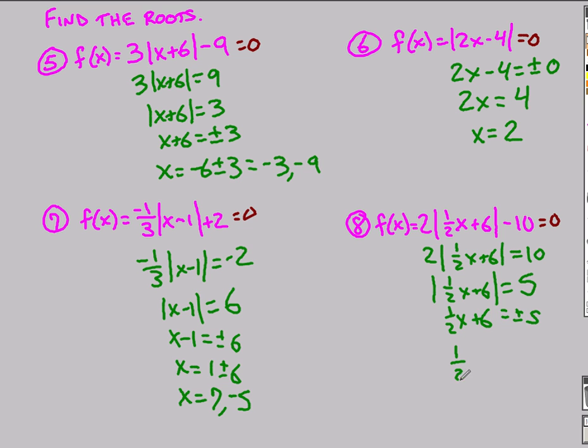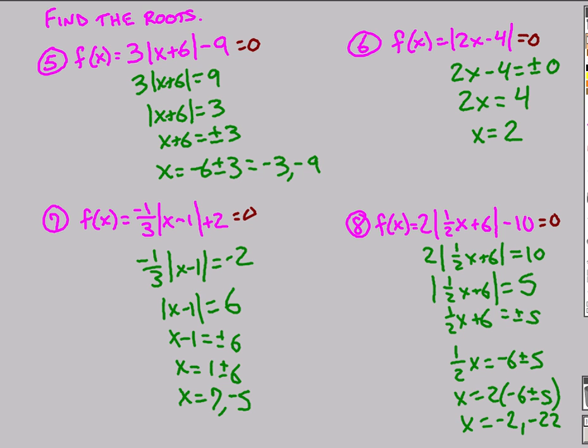So I'll subtract 6. So negative 6 plus or minus 5. And then to get rid of the 1/2, I'll need to multiply both sides by 2. So negative 6 plus or minus 5 is multiplied by 2. So that means my final answer is, if I add, I have negative 1. Negative 1 times 2 is negative 2. If I subtract, I have negative 11. And negative 11 times 2 is negative 22. So those are my 2 answers for those.